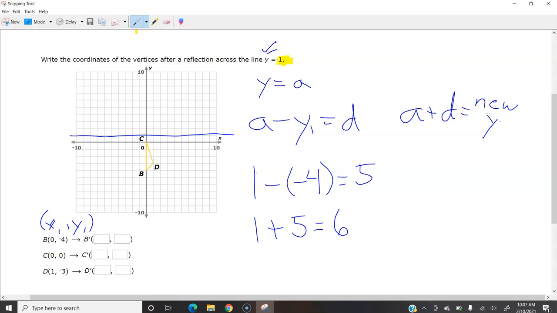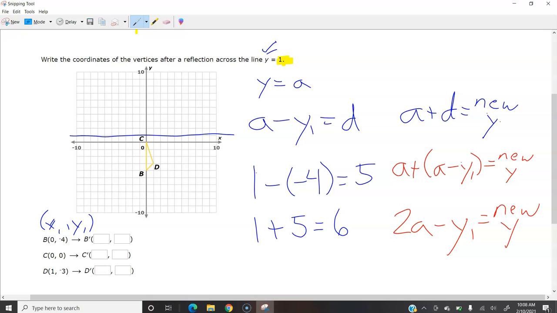I've combined this into a new equation, okay? So make sure you guys are writing this down. What you notice is A plus D, where D is equal to A minus y1, gives us our new y, okay? I can combine like terms here. I can get to 2A minus y1 equals our new y.